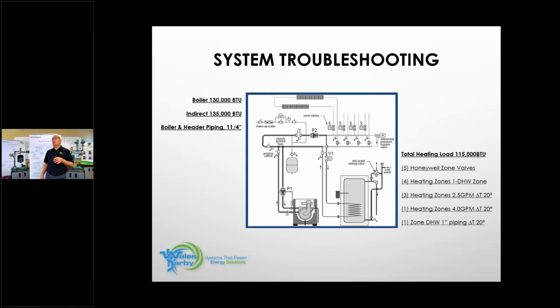So some guys usually say, well, I'll put a full port 1 inch Honeywell in there. So if you know the CV of that, guys, that's only 8. So now we're talking 80,000 BTUs. You've got to move 130 because your boiler size is 130. I've got to move 13 GPM through there. What should we do?